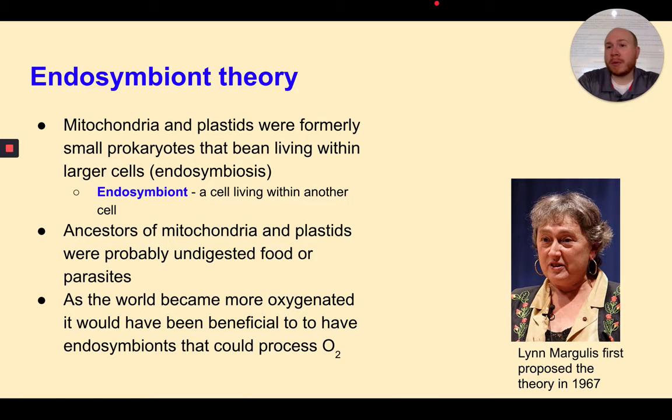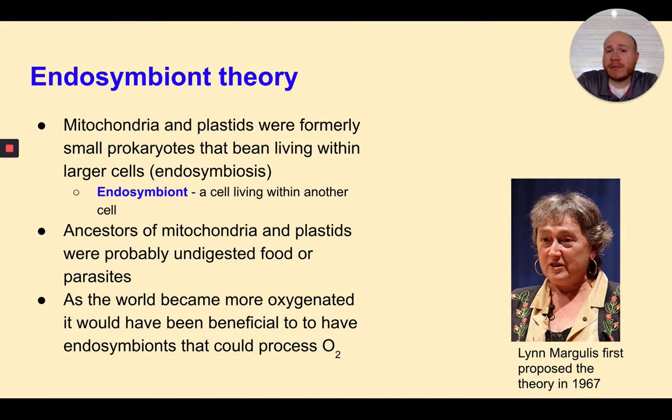Now, one of the important parts of this section is the endosymbiont theory. Endo meaning inner, symbiosis meaning to live together. And so it's thought that mitochondria and plastids were formerly small prokaryotes that have been living within larger cells. This is endosymbiosis, inner living together. So an endosymbiont is going to be a cell living within another cell.